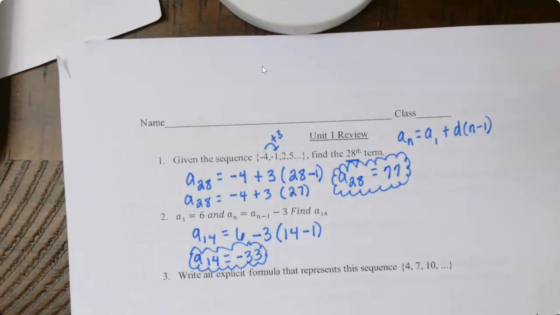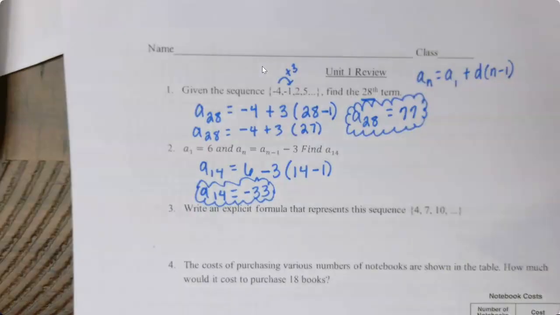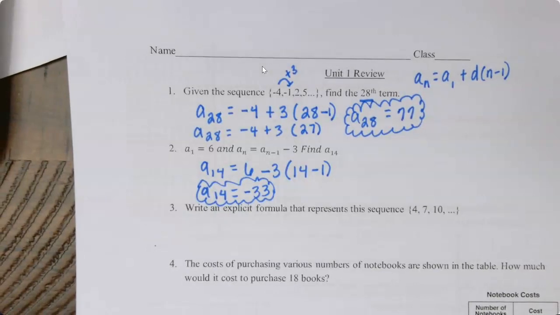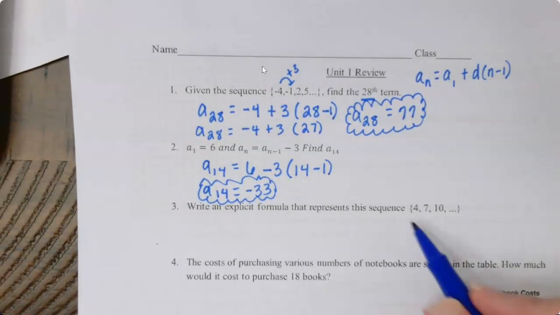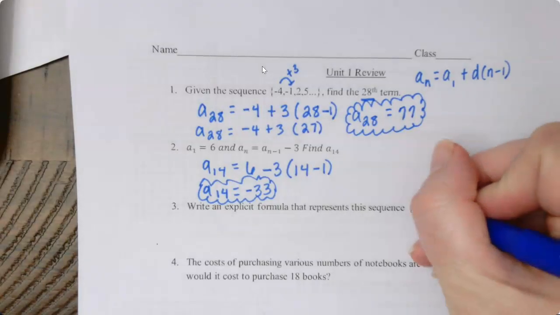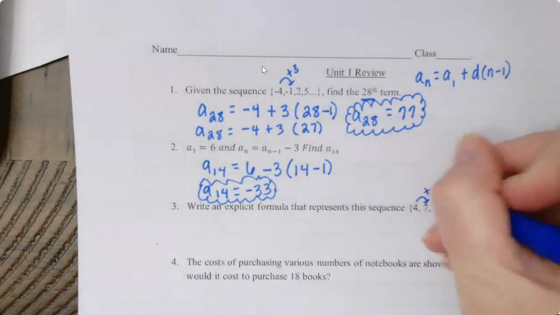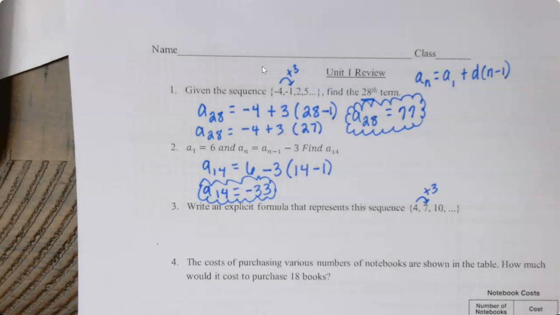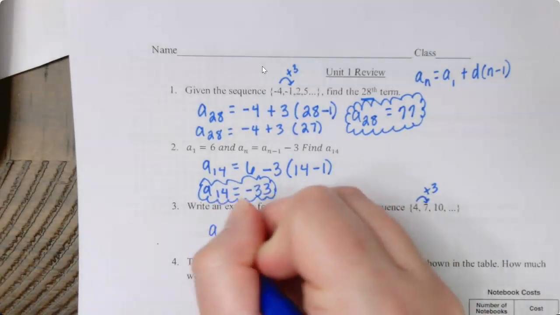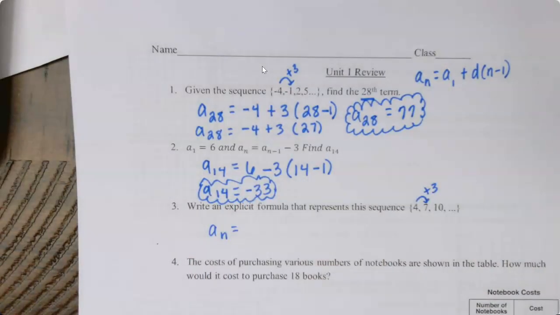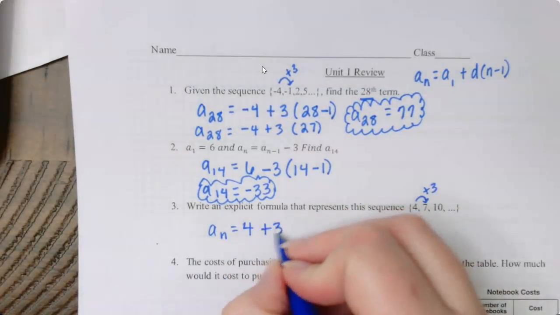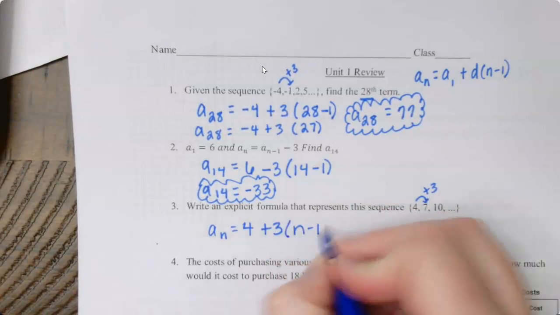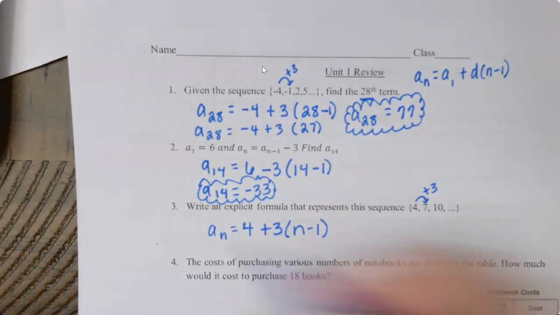Number 3, it says write the explicit formula that represents this sequence. Okay. So first things first, our first term is 4. To get from 4 up to 7, we added 3, so our common difference is 3. And that's basically all you need to write an explicit formula. So we're going to say a sub n equals our first term, which is 4, plus your common difference, which is 3, times n minus 1. And that is your explicit formula.